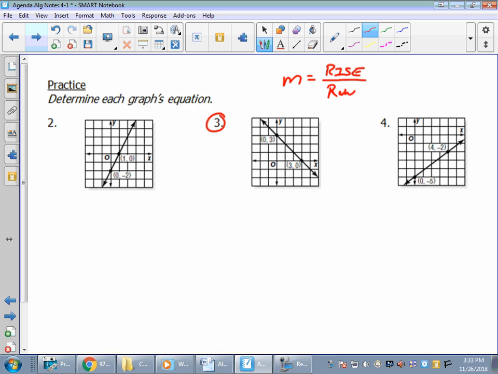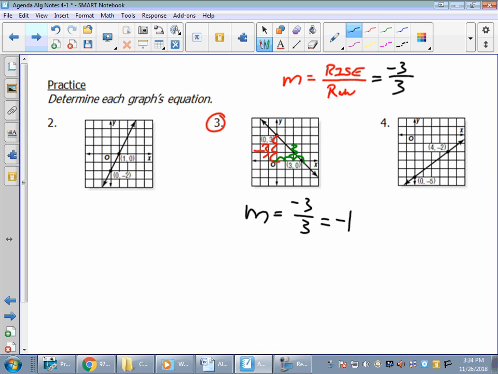If I start from this point here, I'm going to go rise first. I'm going to go down 1, down 2, down 3. So I had to go down 3. And then I have to go over 1, 2, 3 as well. So my rise was -3, and my run was +3. So my slope was -3 over 3, which is equal to -1 when we reduce it.